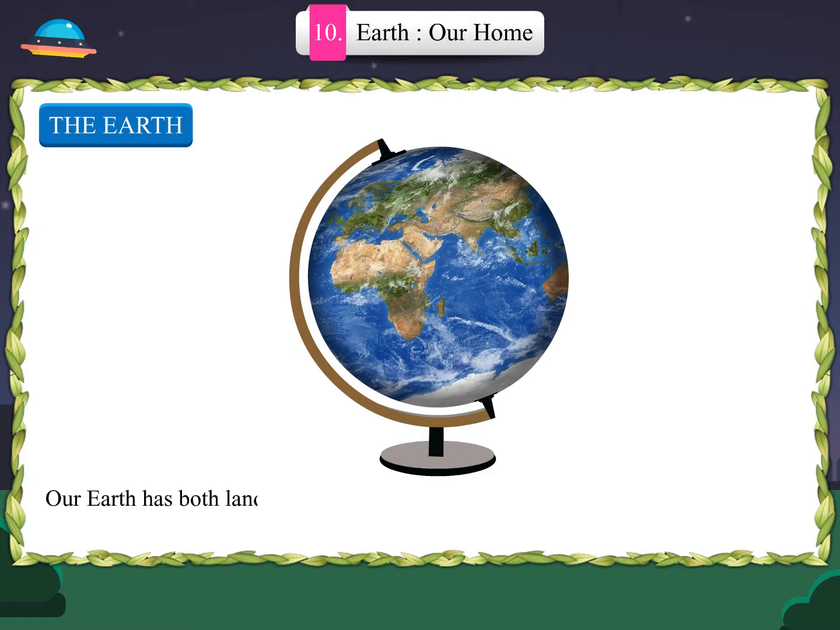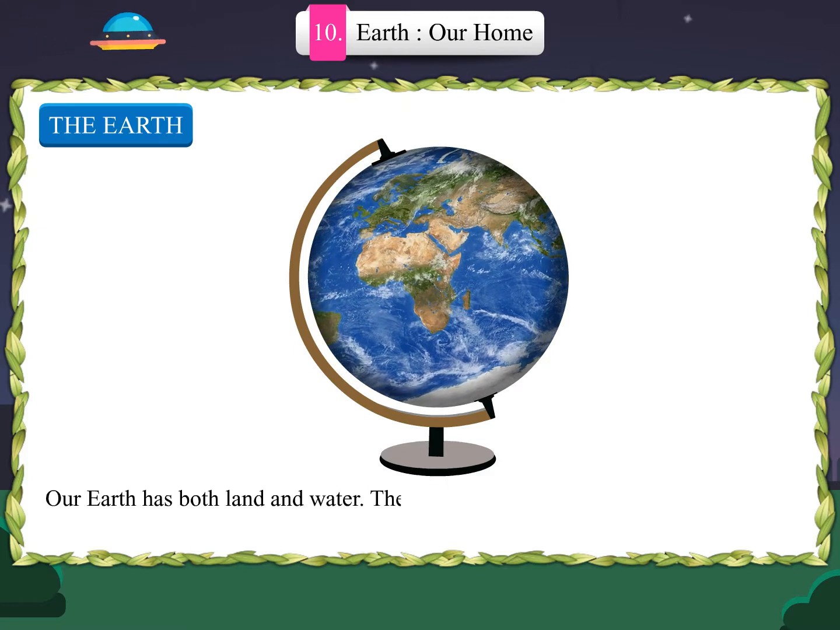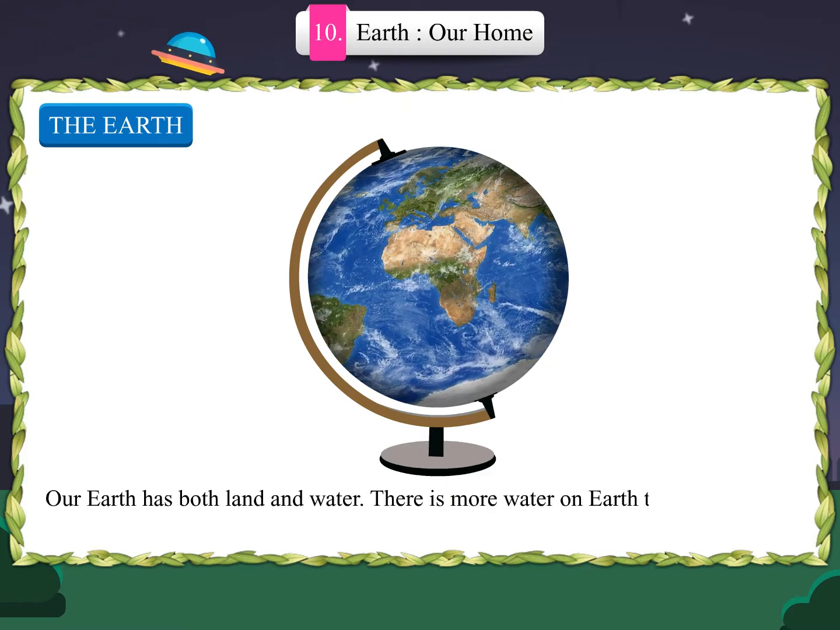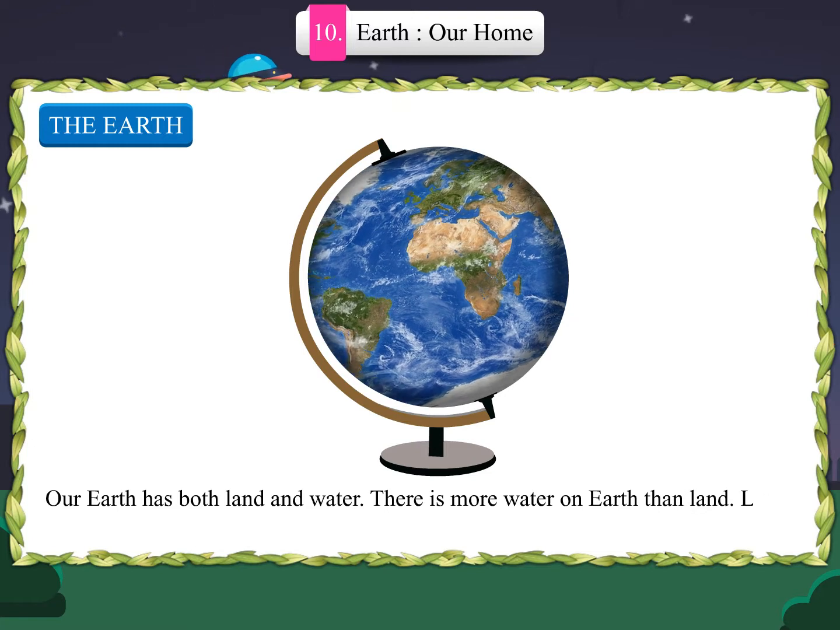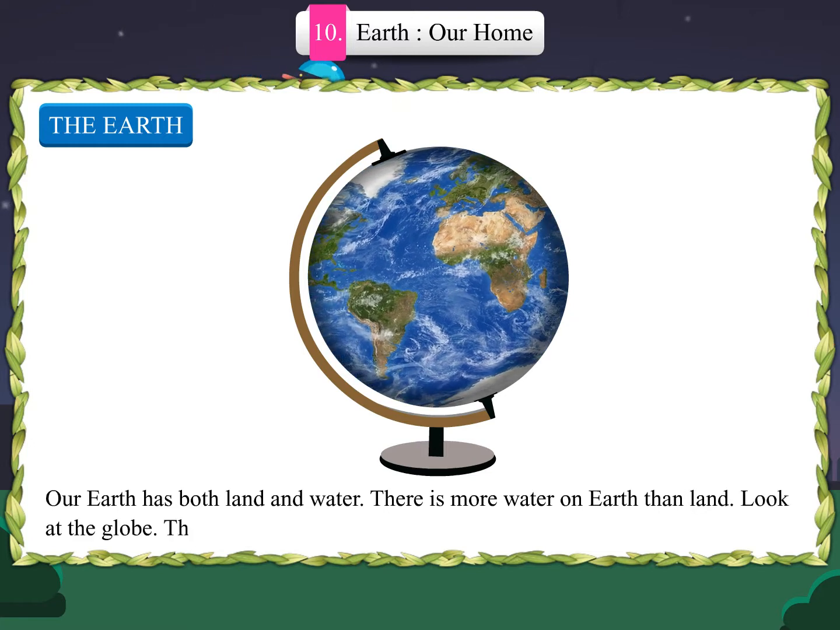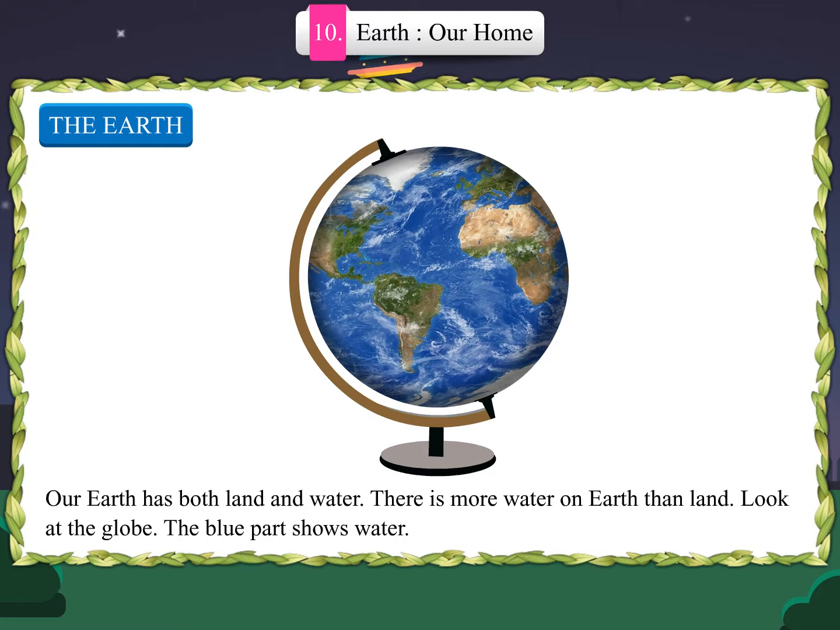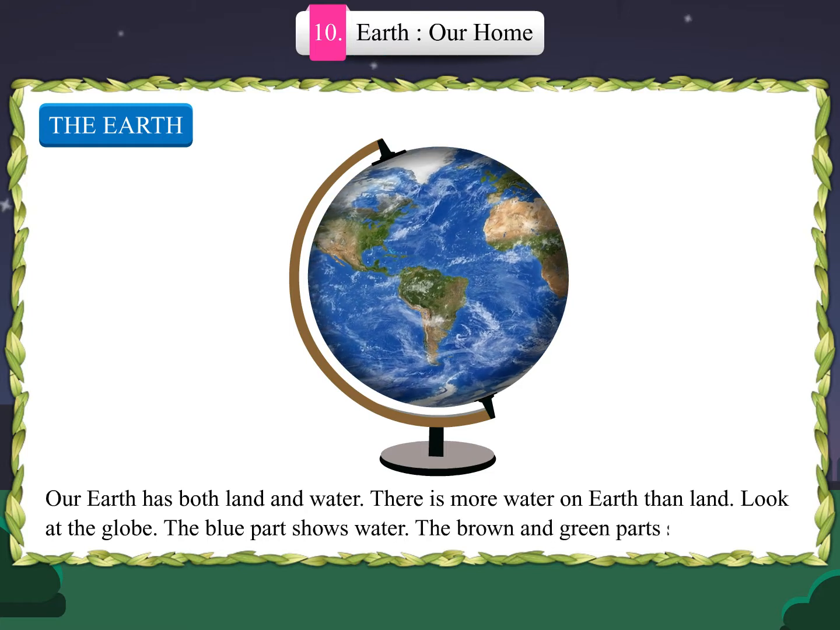Our Earth has both land and water. There is more water on Earth than land. Look at the globe. The blue part shows water. The brown and green parts show land.